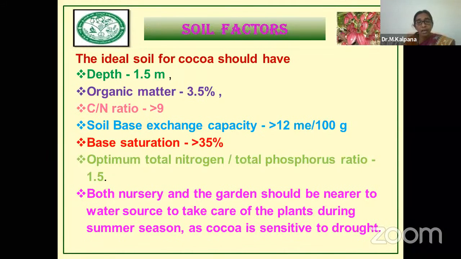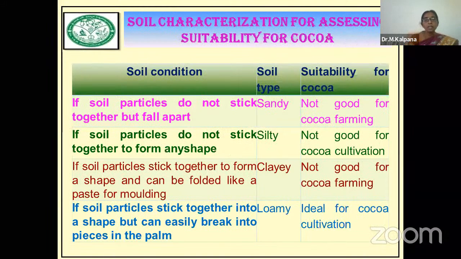So both the nursery and the garden should be nearer to the water resources to take care of the young plants during the summer months, as the cocoa is very sensitive to drought conditions. Okay, these are the soil types which are suitable for cocoa cultivation.